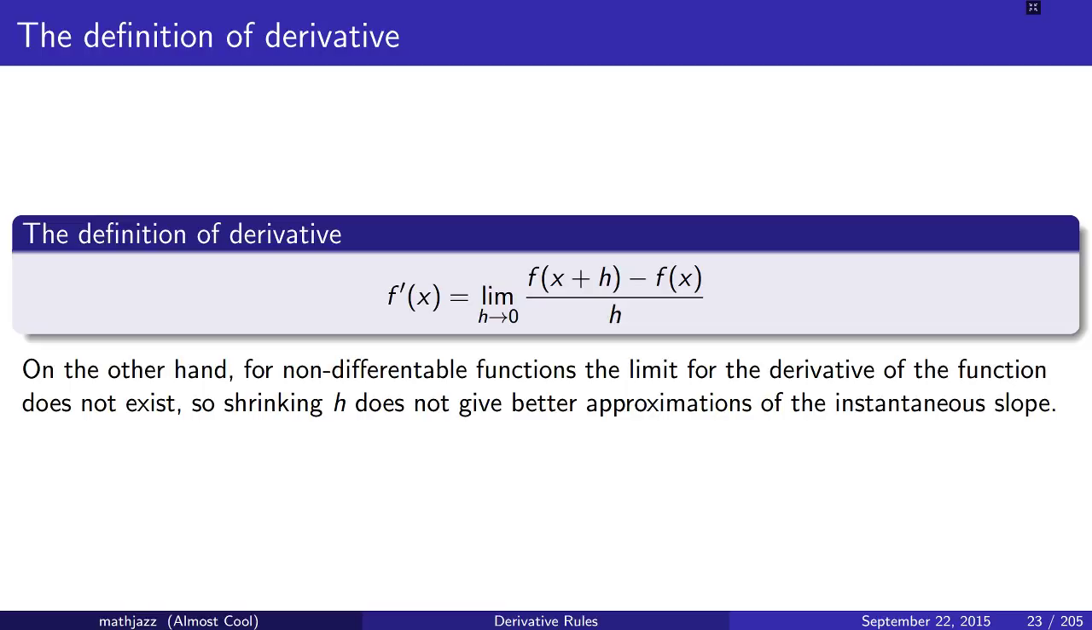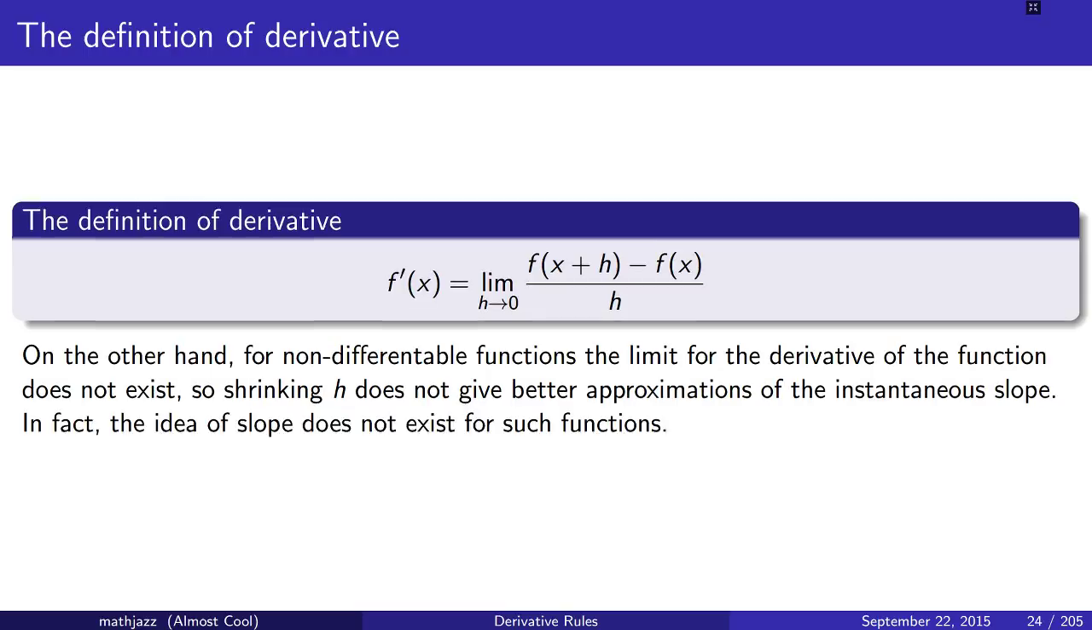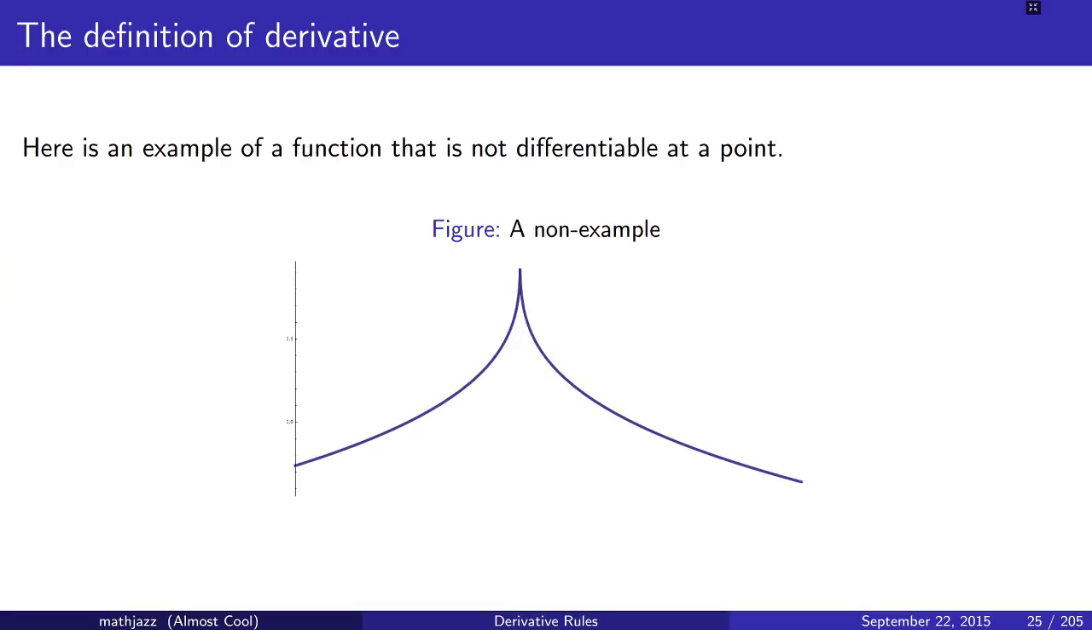There are a few ways that this can happen, but for all of these functions, the commonality is that the idea of a slope doesn't exist at that point. We're going to give an example of a function that has a sharp corner. This is a function that is not differentiable at a point.